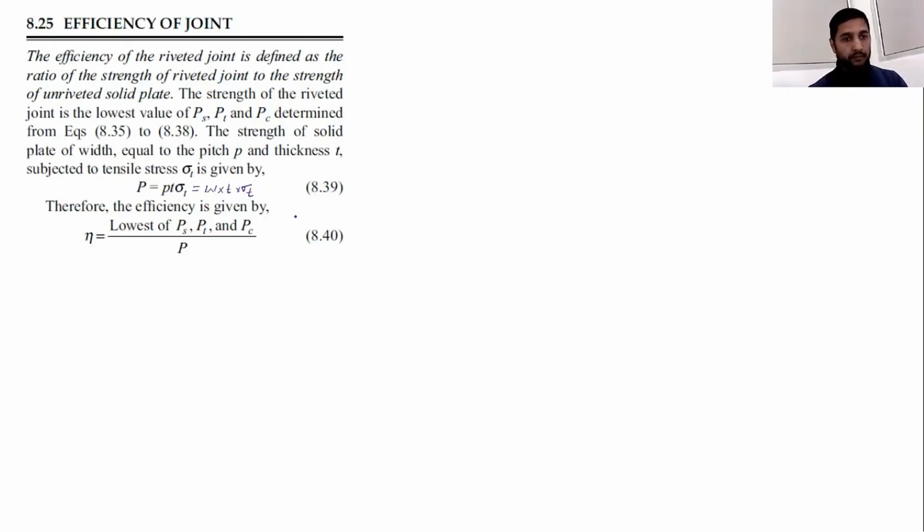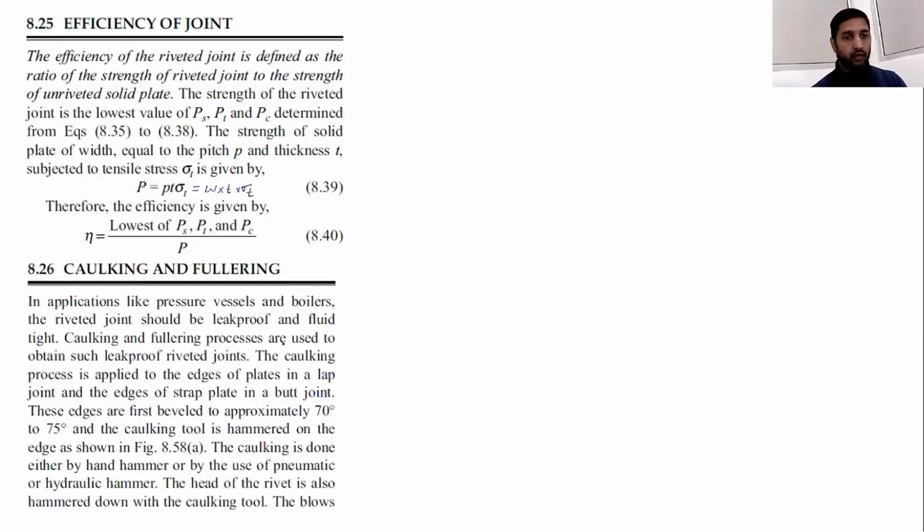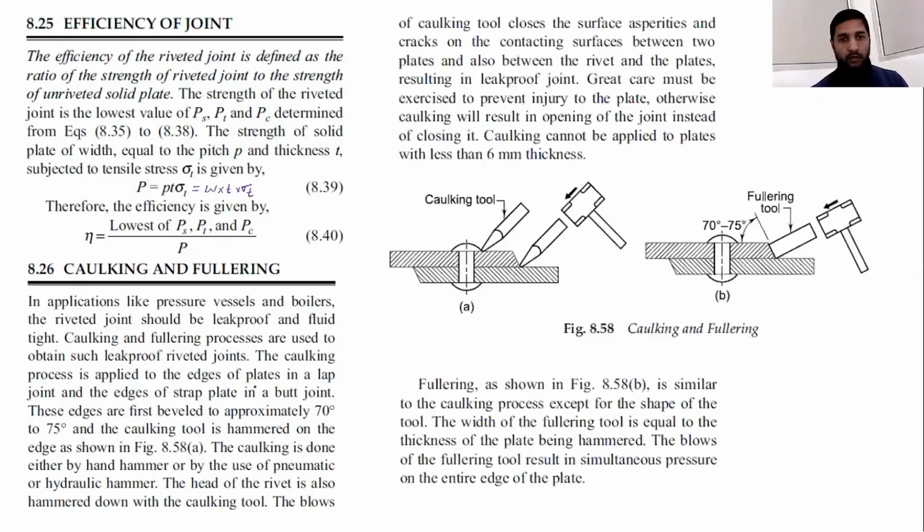And after that, we have caulking and fullering. So caulking and fullering are the two processes in the riveted joints that are used to make leak-proof joint, or you can say airtight joints or fluid-tight joints. So caulking and fullering both are the same processes, and the only difference is of the tool. This is the caulking tool and this is the fullering tool. In both the processes, we are applying the hammer. We are applying the hammering force with the help of a hammer, and we are closing the voids that are open in the riveted joints.